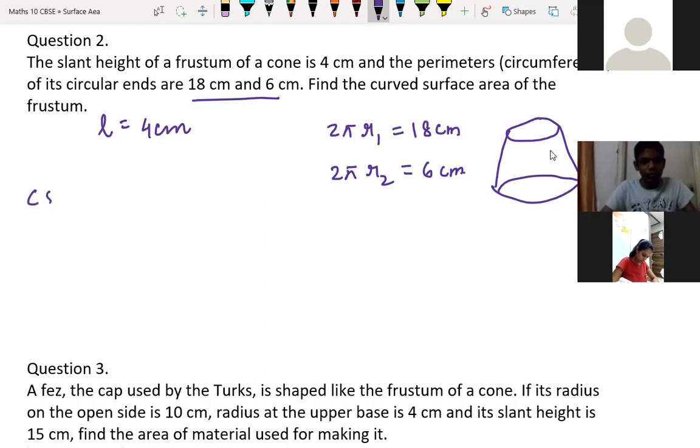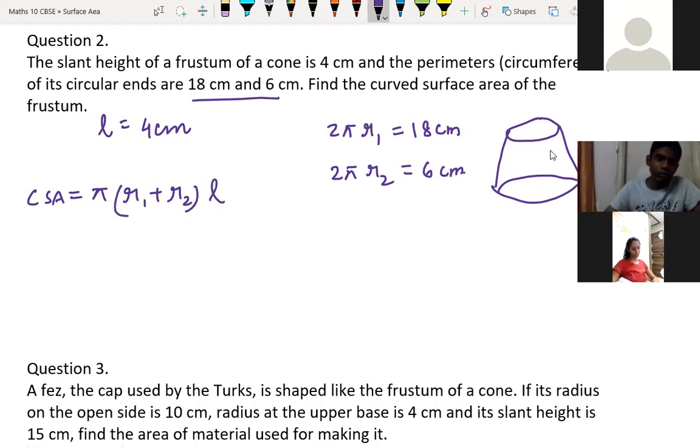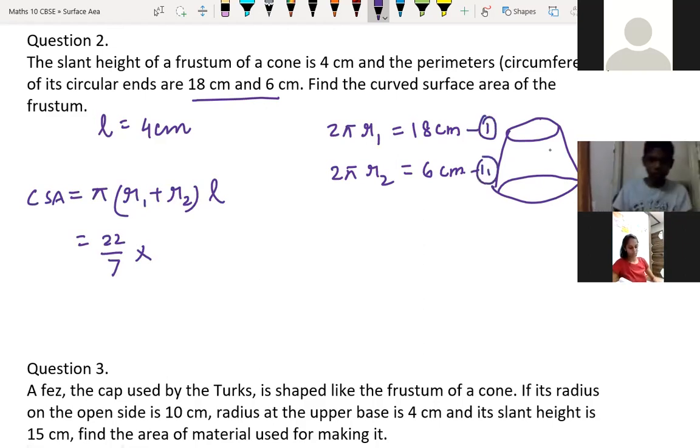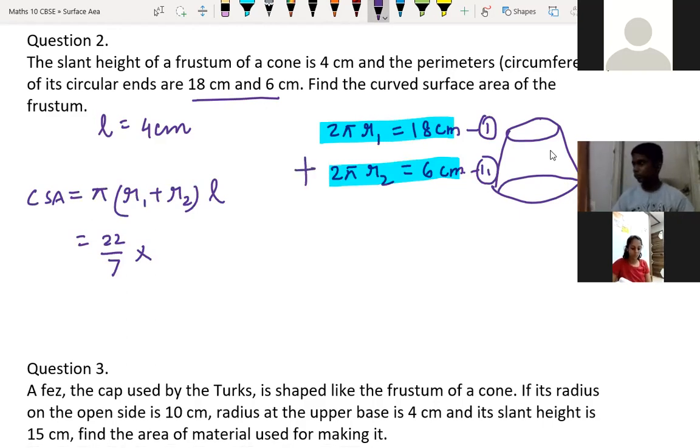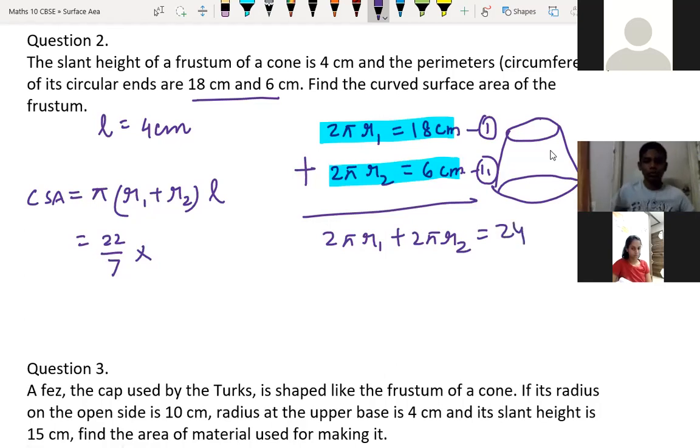So CSA of frustum is equal to pi (r1 plus r2) into L. This only, no, children. So pi is 22 by 7. What is r1 plus r2? Suppose this is equation first and this is second. This is like a hint to us. If we have to get r1 plus r2, you add both. What do you get? 2 pi r1 plus 2 pi r2 is equal to 24.